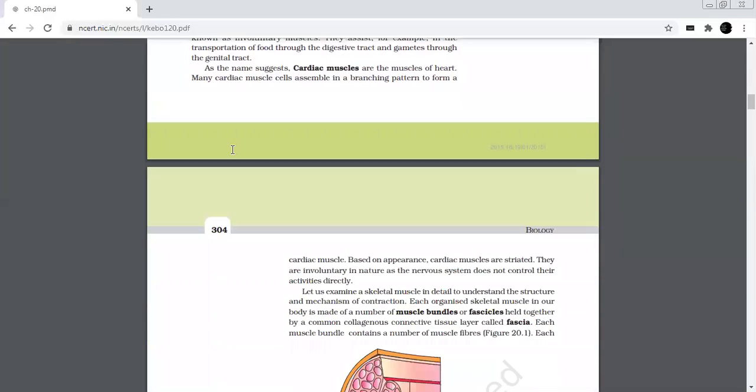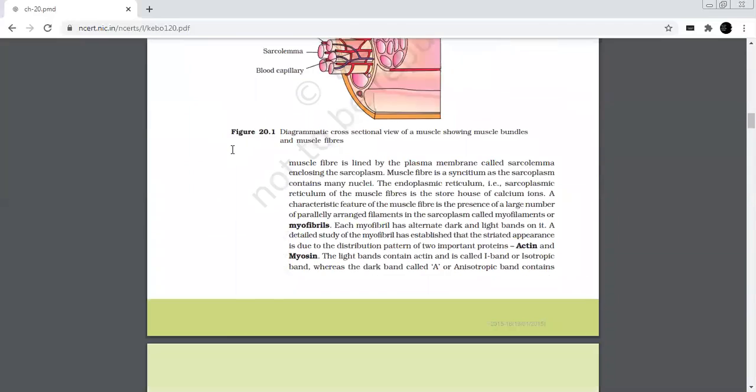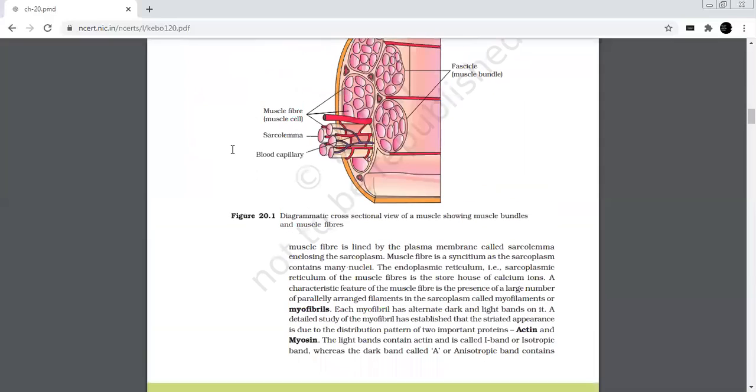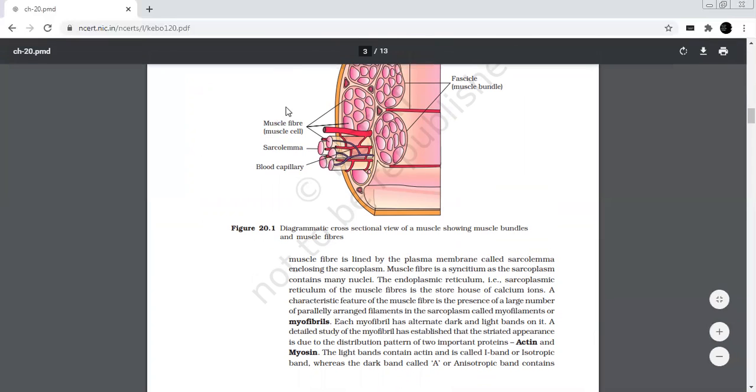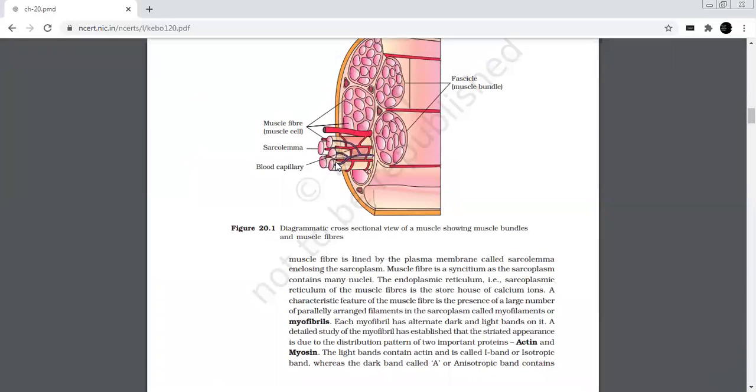Let us talk in detail about the skeletal muscle. This is the diagram. Skeletal muscle is made up of a number of muscle bundles or fascicles held together by fascia. Each muscle bundle contains a number of muscle fibers. You can see in the diagram. Muscle fibers are bounded by sarcolemma and contain a well-developed endoplasmic reticulum specialized for calcium storage in sarcoplasm.